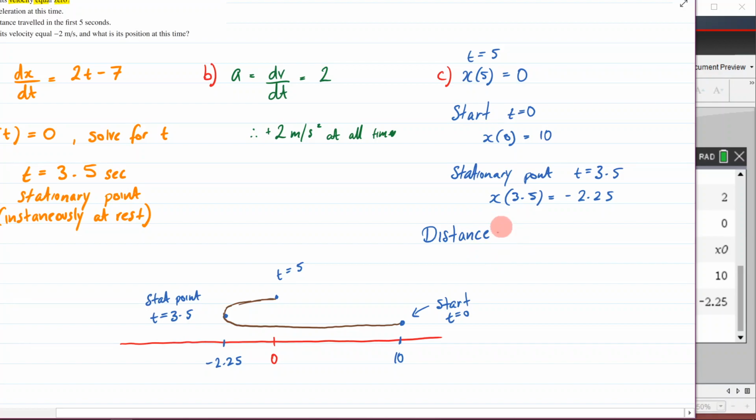Well, from 10 to 0, that's 10. From 0 to negative 2.25, that's 2.25 distance. And then from negative 2.25 back to 0, that's another 2.25. So notice that I'm not including the negatives here because I just want the total distance. So once all is said and done here, this is going to be 14.5 meters. And that's going to be my answer. So let's highlight that. That is how far I've traveled. And notice how important using the graph was to get that.